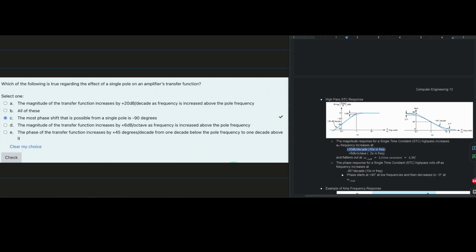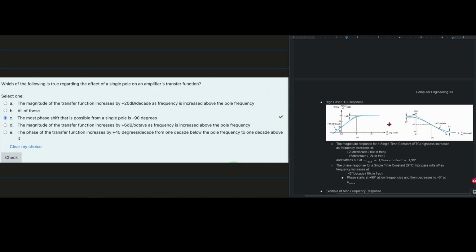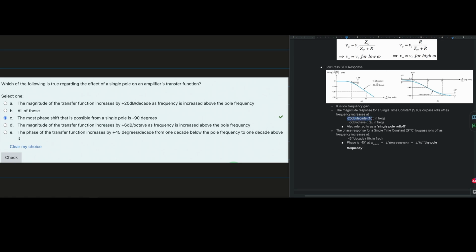So for high pass, the magnitude response for a single time constant high pass increases as frequency increases at plus 20 decibels per decade. But since it doesn't specify, we can see that this is minus 20 decibels per decade for a low pass. So this is false. That means B is also false, because it cannot be all of these. Now we're going to skip C, because that's the correct answer, and look at D.